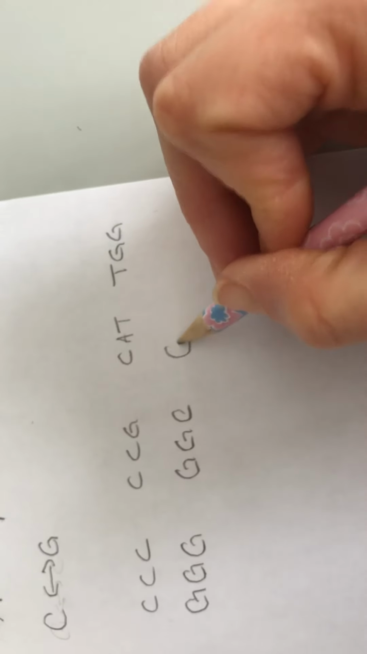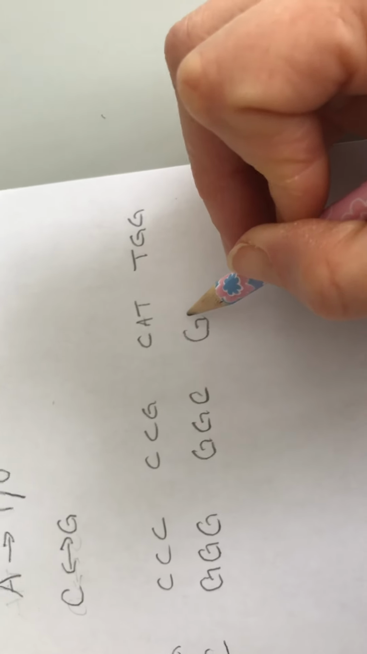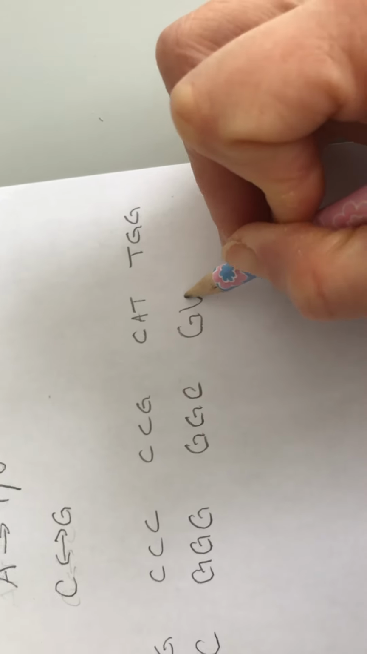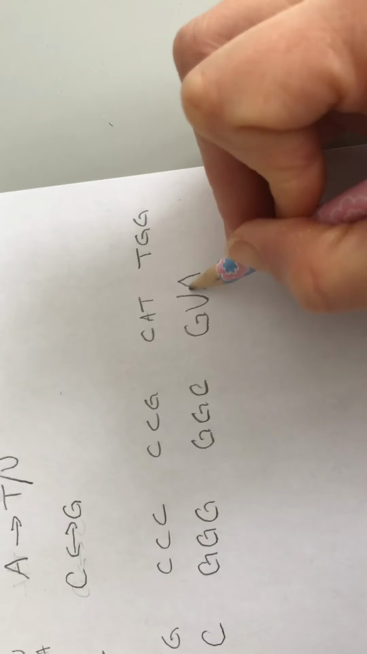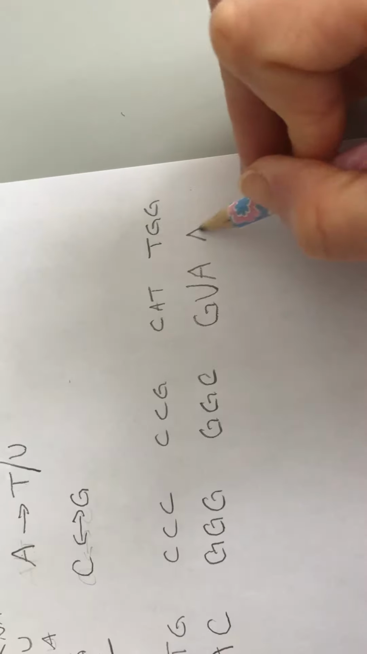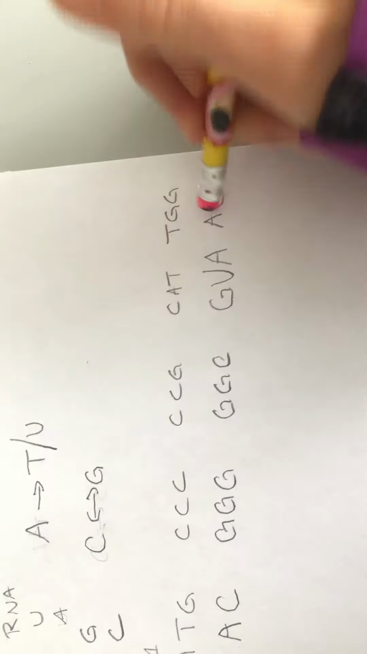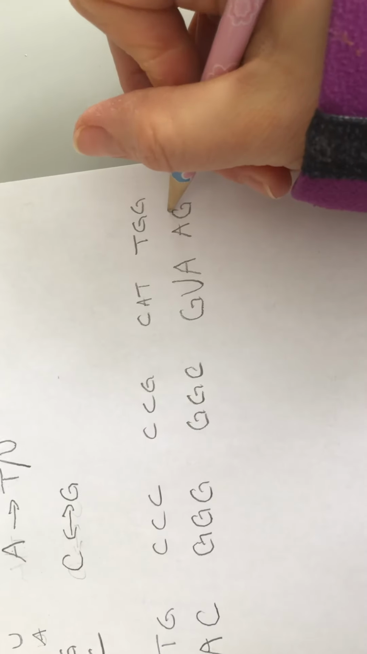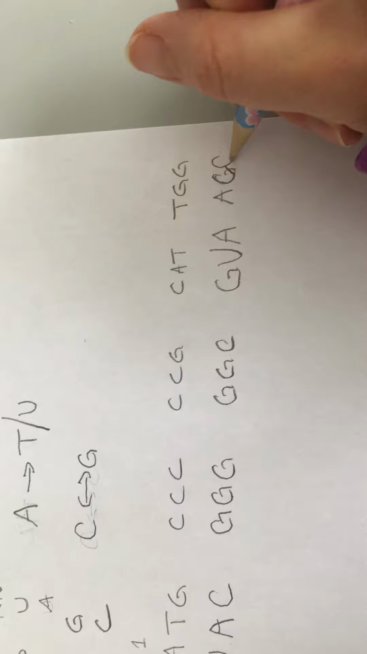C is G, A is, now don't be tempted to put a T here, you have to put a U because this is mRNA, and T is A. T is A, G is C, oops, that should be a C. I make that mistake a lot. And G is C. All right, so now you're going to do translation.